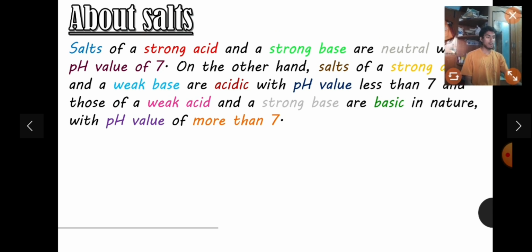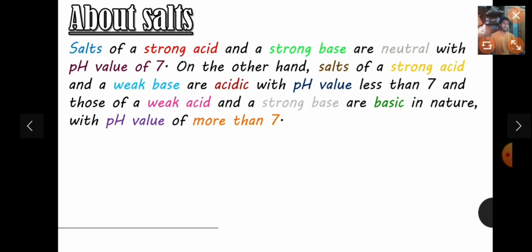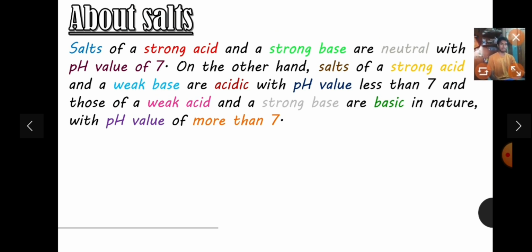Salts of a strong acid and a strong base are neutral with a pH value of 7. When you react a strong acid and a strong base in a neutralization reaction, you get a salt which is neutral. On the other hand, the salts of a strong acid and a weak base are acidic. Since the acid is dominating, the salt is said to be acidic and the pH of that salt is less than 7. Similarly, when we react a weak acid and a strong base, we get a basic salt which has a pH more than 7.